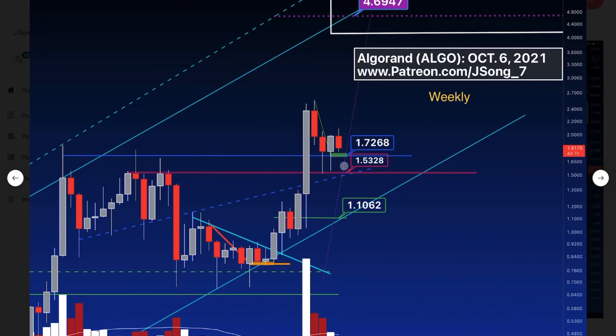I am still looking for Algo to hit its targets here of $4.69. That's where I have my exit on Algo. I do have some Algo. This is a weekly chart, so this is for more longer term trades. And I think Algo will safely weather another market downturn.